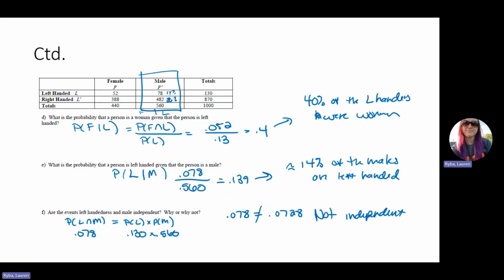Okay, your gender does seem to have an impact here on whether you're left or right-handed. There is a difference here. There is a relationship happening. They're not completely independent events.